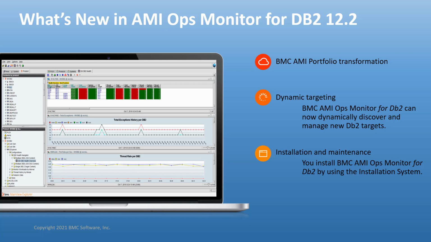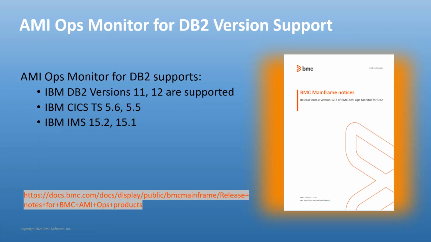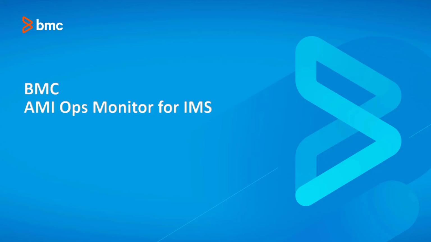Installation and maintenance is available, following procedures in the updating and installation system. Install the product as explained in the install doc. AMI Ops Monitor for DB2 version support: IBM versions 11 and 12 are supported. IBM CICS Transaction Server 5.6 and 5.5 are supported, and IBM IMS 15.2 and 15.1 are supported.